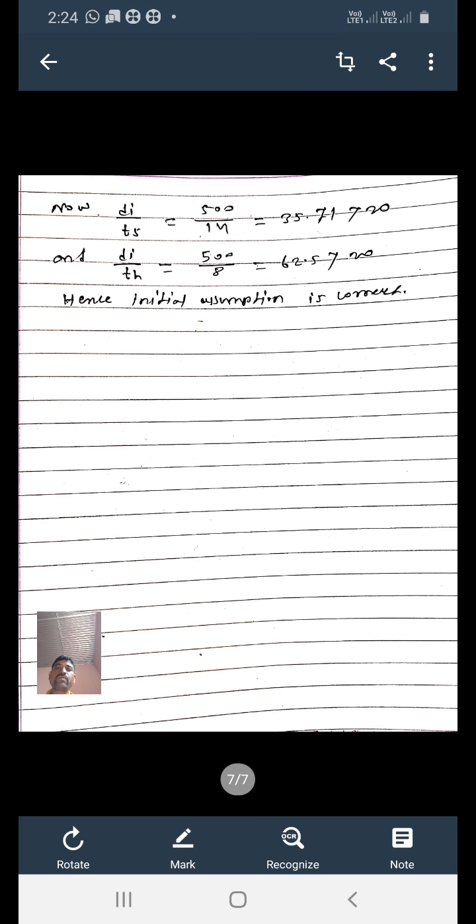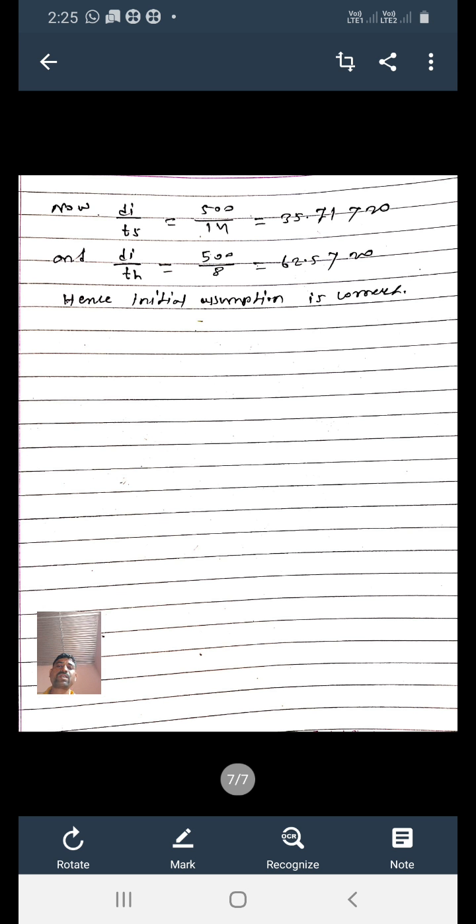Okay, now we want to check whether our initial assumption is correct or not. How to check? Again, with the help of the definition of thin cylinder. Di by TS, we have both values, 500 divided by 14 is equal to 35.71, which is greater than 20. Also di by TH, TH is the thickness of the hemispherical end, 500 divided by 8 gives 62.5, which is greater than 20. Hence the initial assumption is correct.